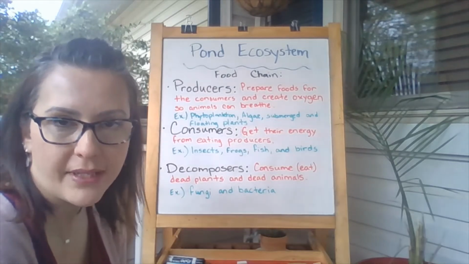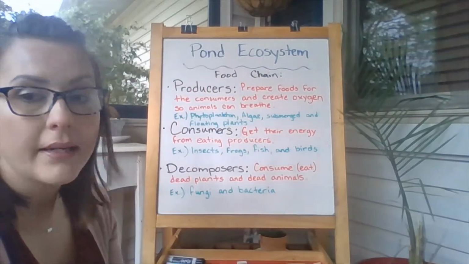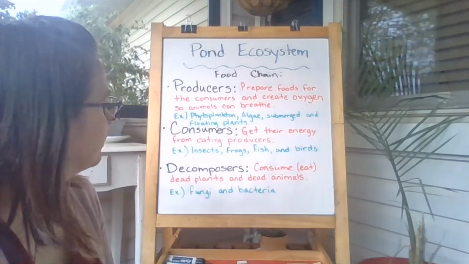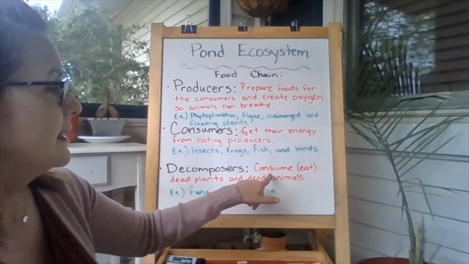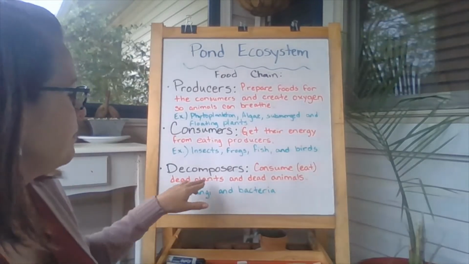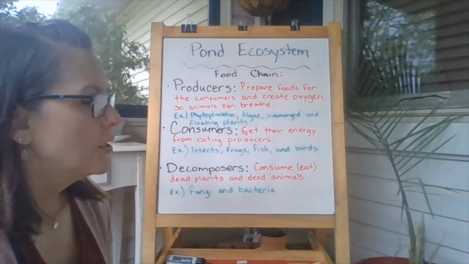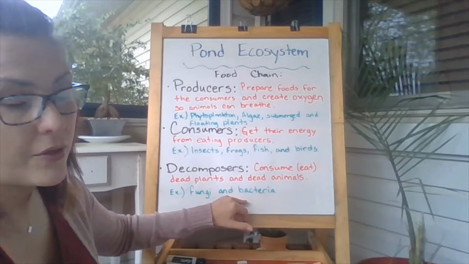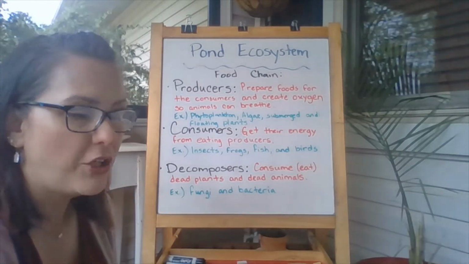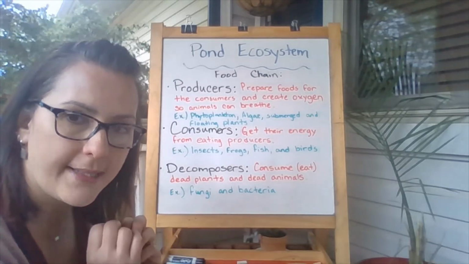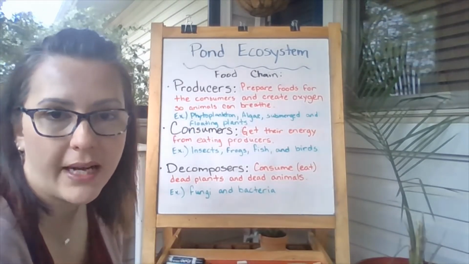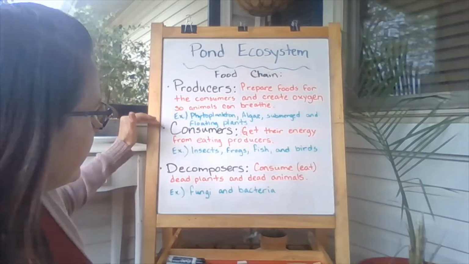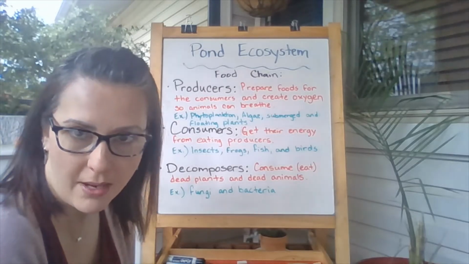Now, the last thing we have to have in this food chain to make our pond ecosystem healthy are decomposers, another big word. Decomposers just means that they consume or eat dead plants and dead animals. So, those are the kind of things that we're going to talk about, like the fungi and the bacteria. Those are the things I'm going to show you under the microscope that you can see that slowly break down material or animals that have died in the pond, and they keep that ecosystem going. Again, without all of these, we would not have a healthy pond.